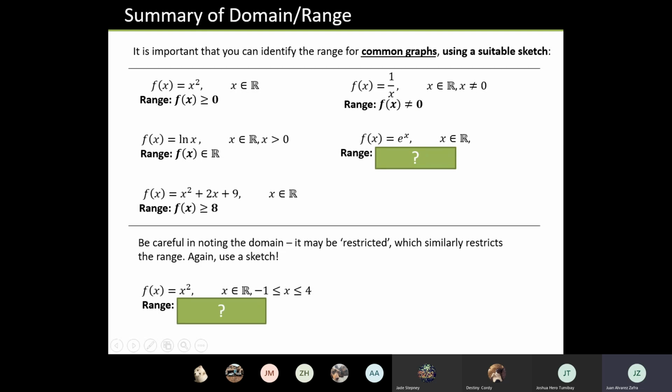You should be able to check, by drawing or by playing with it, that the range of e to the x is greater than 0. And again, we can put any values in.